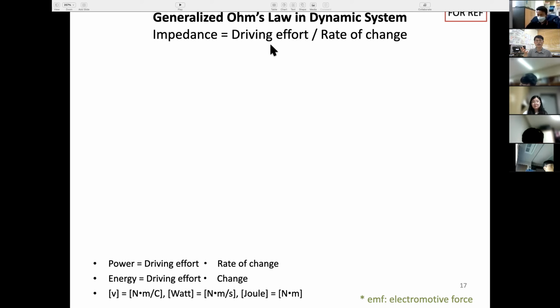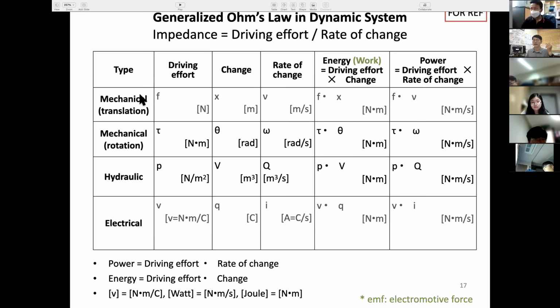It's about how to generally understand dynamical systems. So impedance: normally we say resistance. In an electrical instrument, the resistance may change depending on the frequency range, so the more generalized expression is impedance. And the driving effort I defined for mechanical, hydraulic, and electrical systems is the driving effort for change, and the rate of change. So I define the change component.